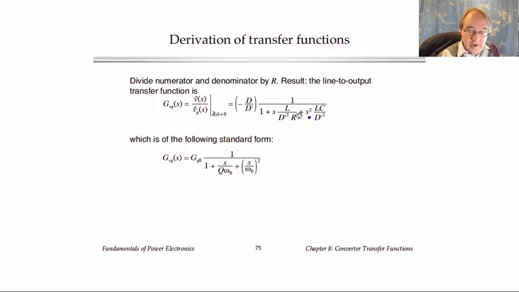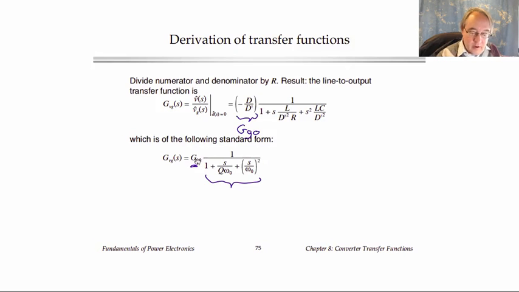Okay, we recognize this form now as having a gain out in front that we're going to call Gg0. And then it has a quadratic denominator. So we'll write the denominator in the standard quadratic form, which we discussed last week, like this.